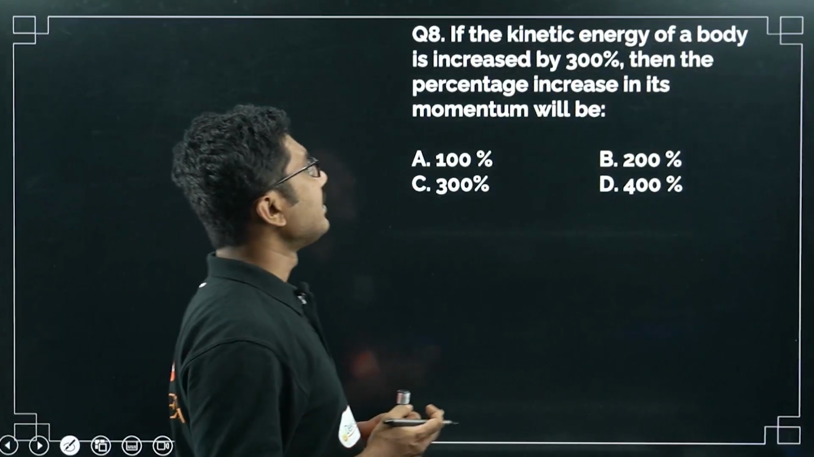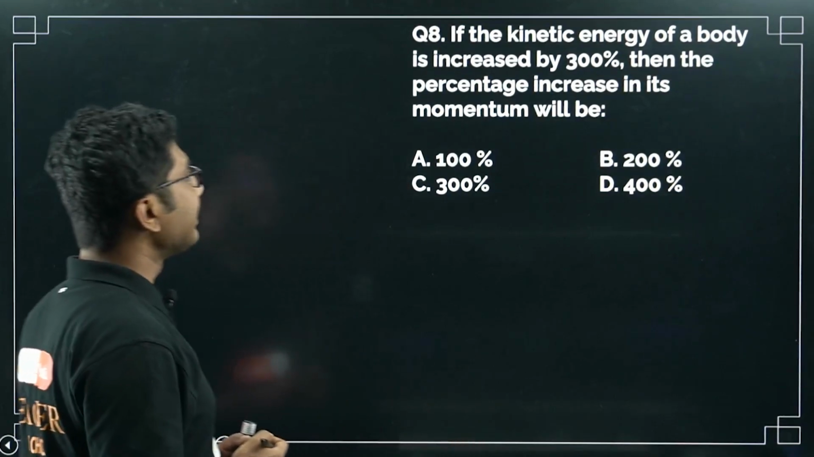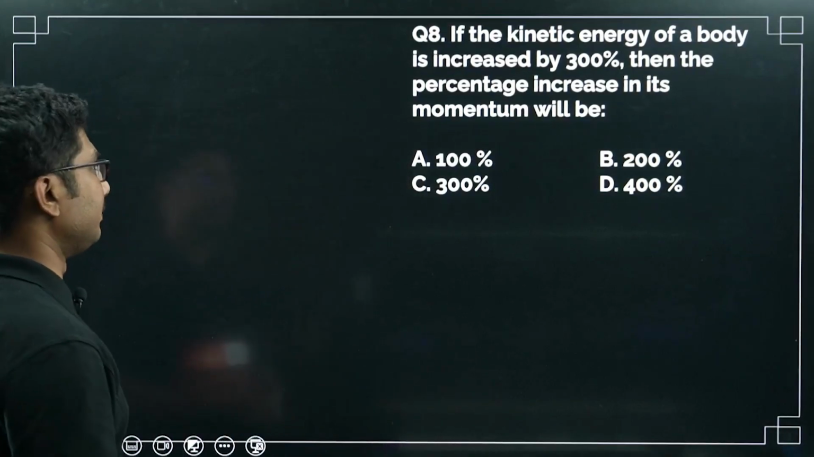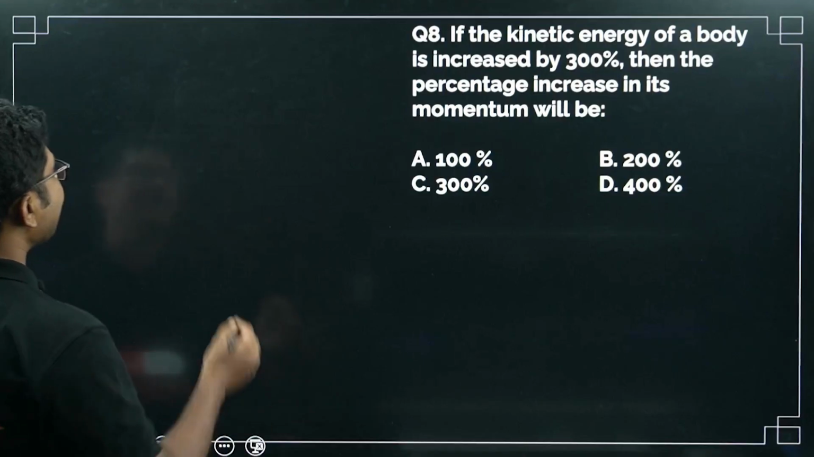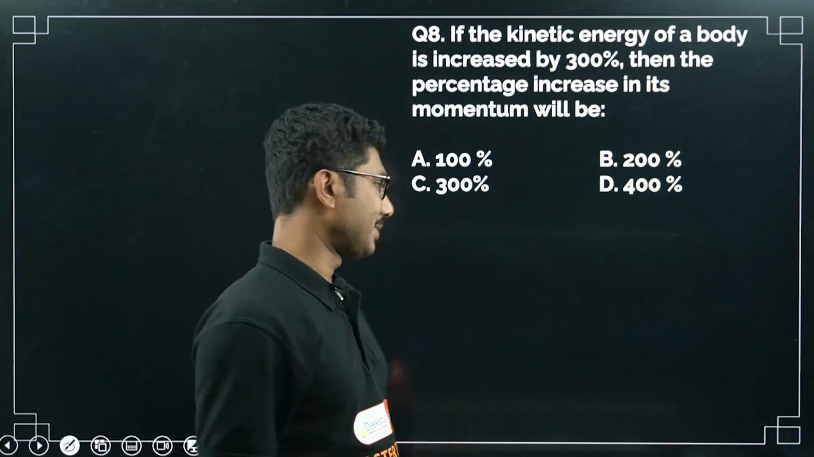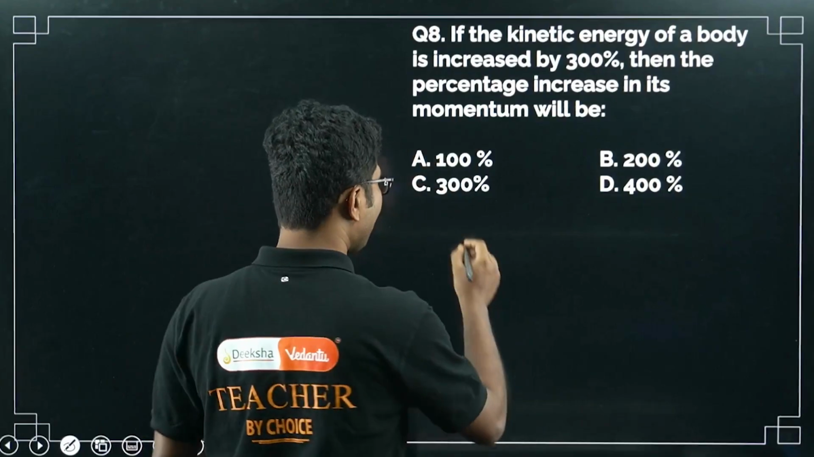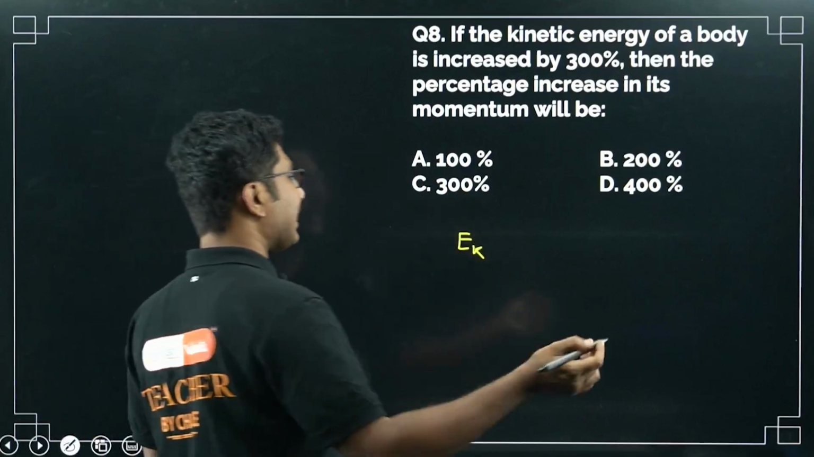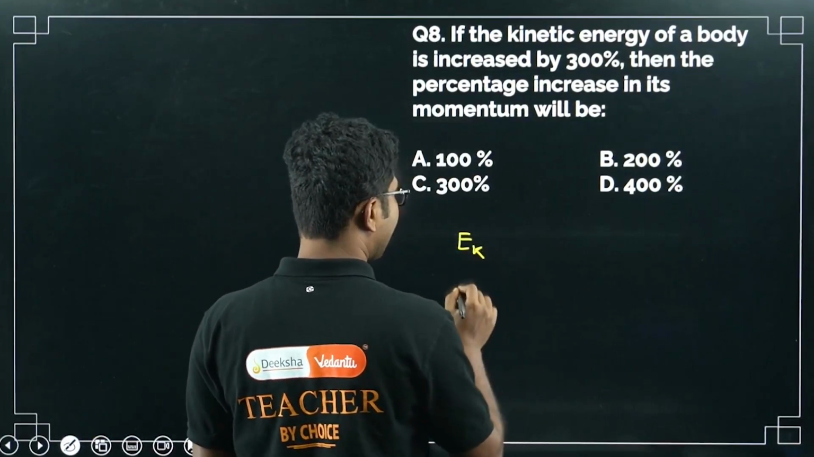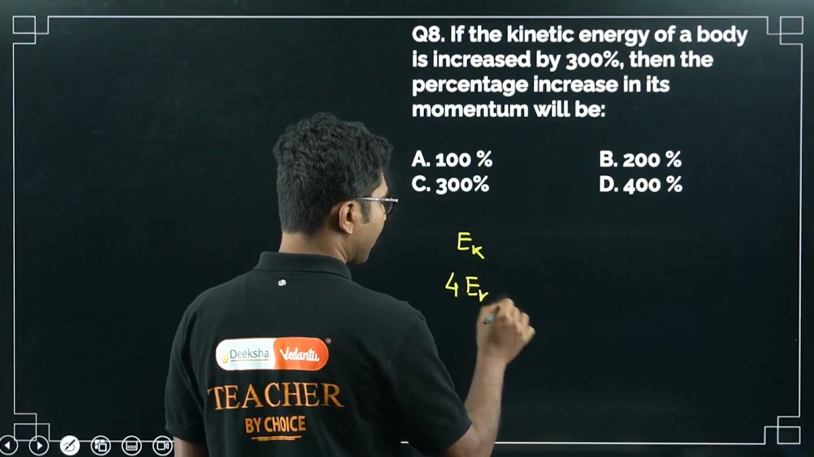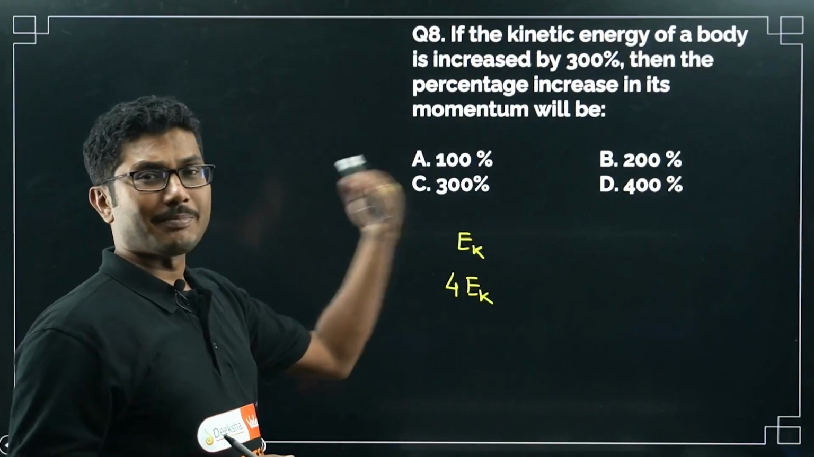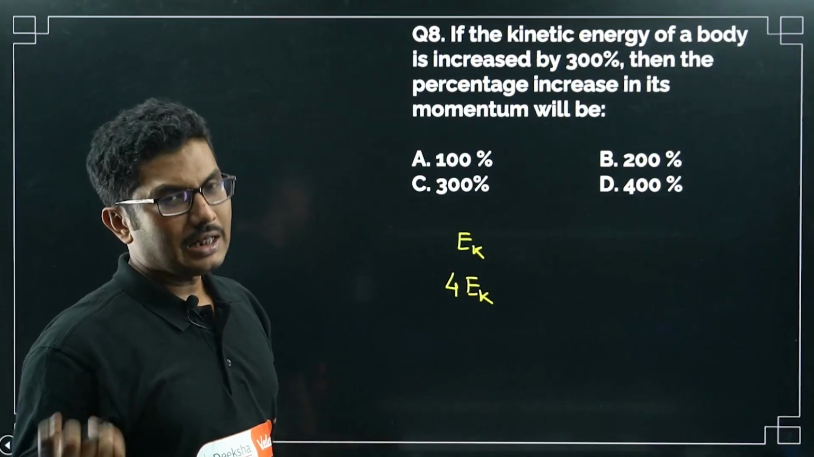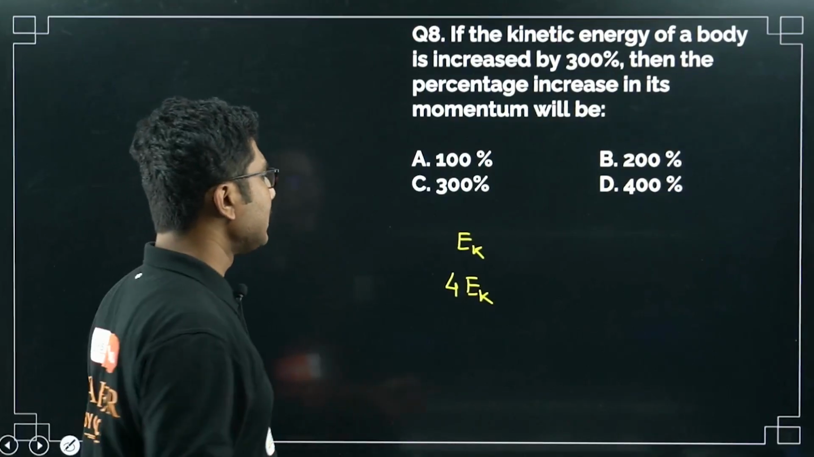Question number 8. If the kinetic energy of a body is increased by 300%, then the percentage increase in its momentum will be. So the kinetic energy of the body is increased by 300%. Increased by 300% means, suppose the initial kinetic energy was Ek. Now the final kinetic energy will be 4 Ek. Why so? It is increased by this much amount. Difference divided by initial, I told you how to calculate the increase. This is the amount of increase.